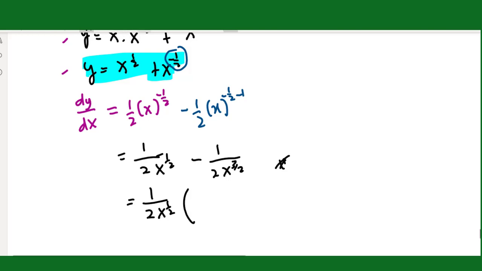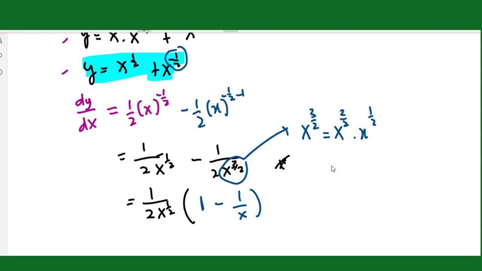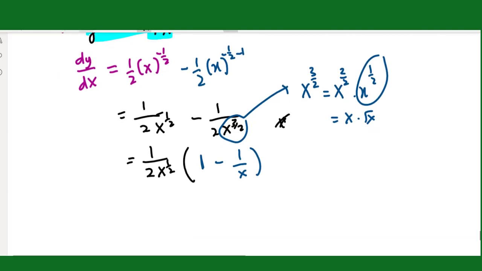Then now this one, 1 minus 1 over x. This one is equal to x to the power 3 over 2, which is x to the power 2 over 2 times x to the power 1 over 2, which is x times x to the power half. Then simplify. So now it is equal to 1 over 2 x to the power negative half, times 1 minus 1 over x. We may stop at this step.